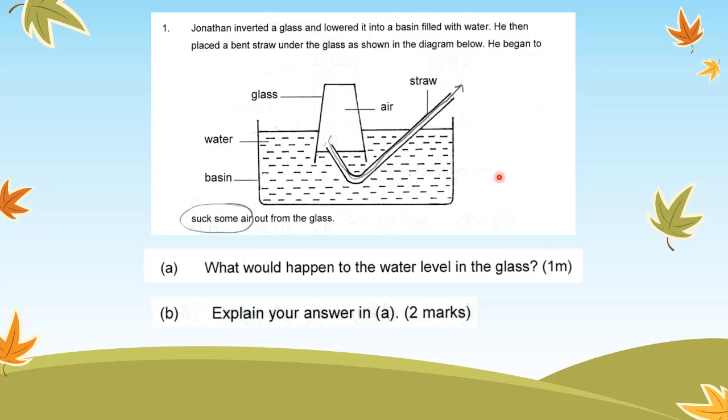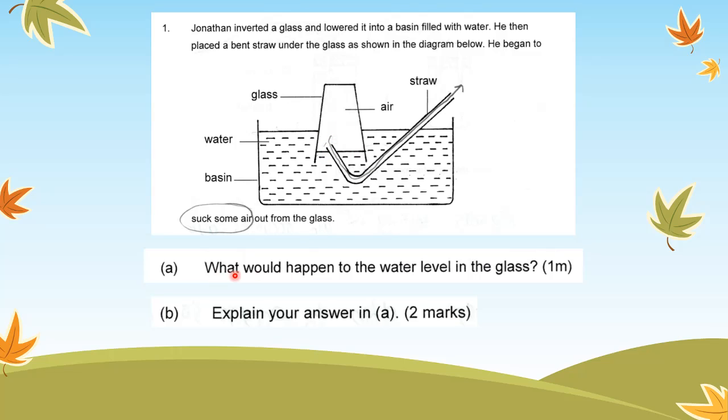Let's take a look at the question. What would happen to the water level in the glass? We are looking at the water level in the glass, which is this. Be very careful. There will be questions also asking about water level in the basin. This is water level in the basin. This is water level in the glass. Now as you suck out the air, there will be less air. So when there's less air occupying the inside of the glass, water will rush in to take up its space.